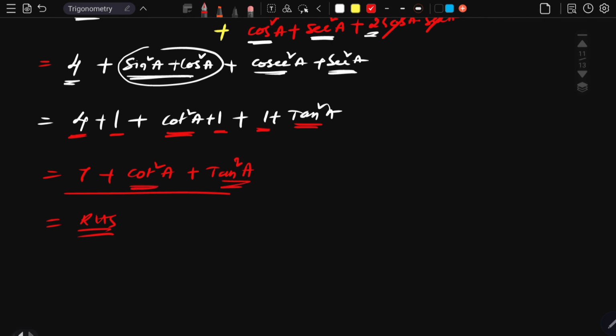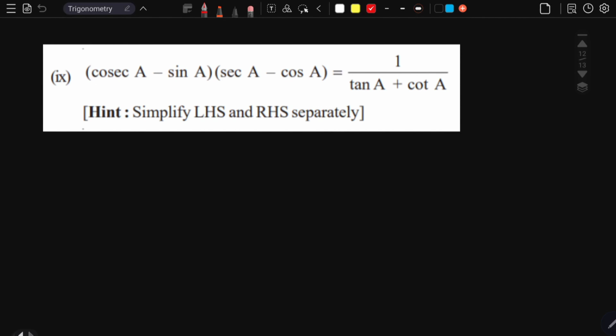So let us move on to the next question. Question number 9. Given (cosecant a minus sin a) multiplied by (secant a minus cos a) is equal to 1 by (tan a plus cot a). So we need to take the LHS first.